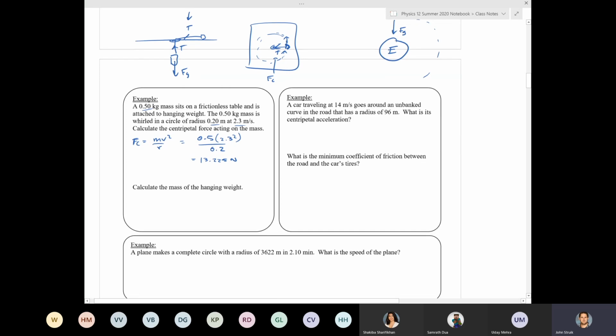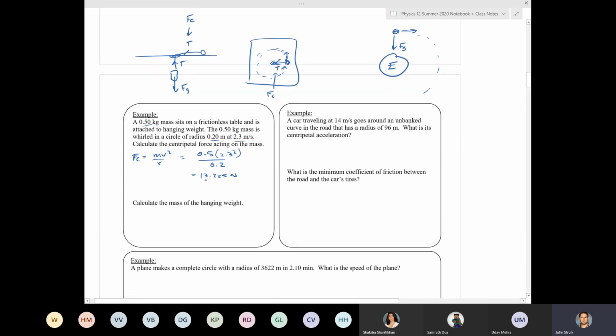If our FC is the tension, but the tension is caused by the FG, then they're equal. So the FG of the hanging mass is 13.225. Okay, so mg equals 13.225. Stop me if you have questions, please. So the m is 1.35 kilograms.